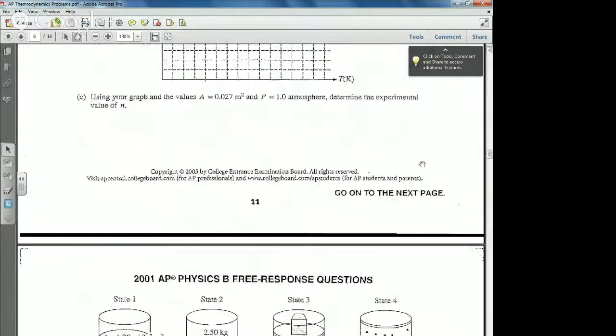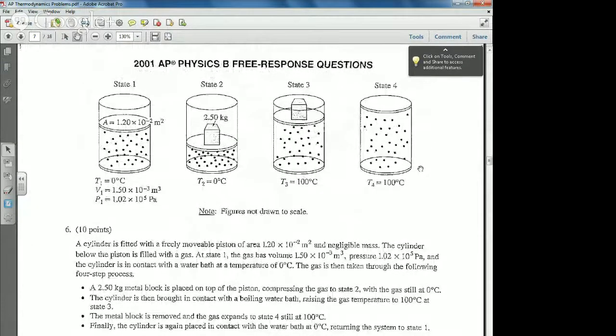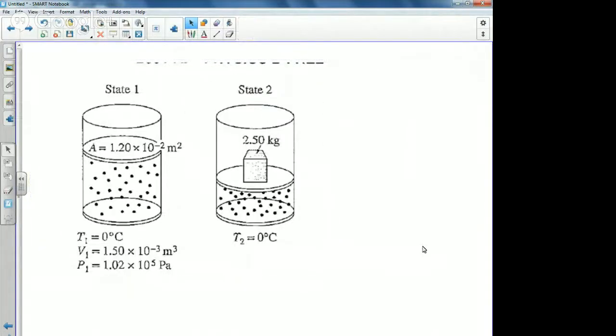Oh, actually, this is a good one. In fact, we're not going to solve this whole question, but I highly recommend right now you guys just at least copy this diagram.